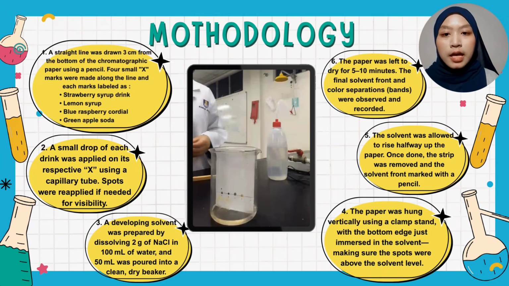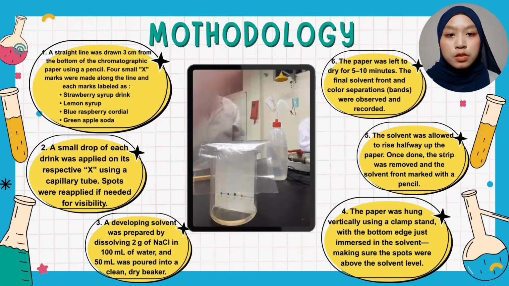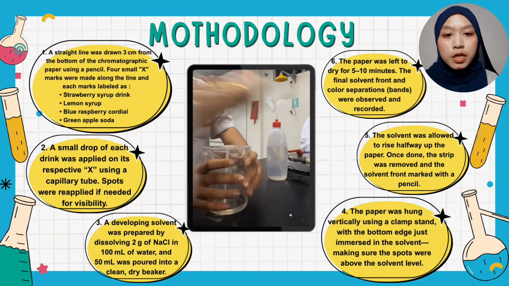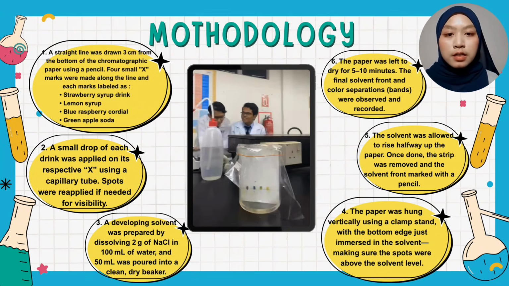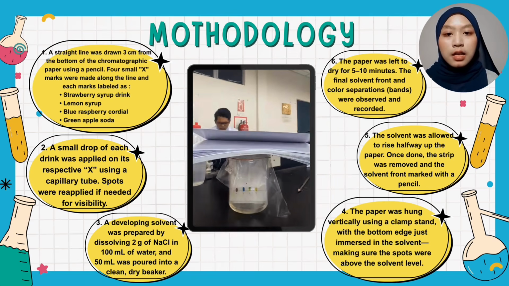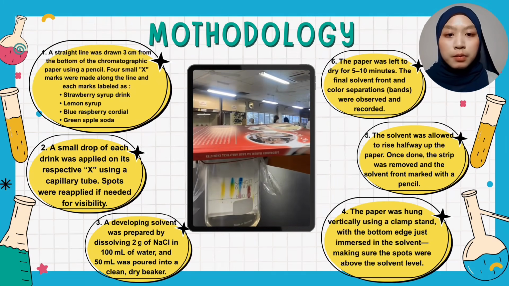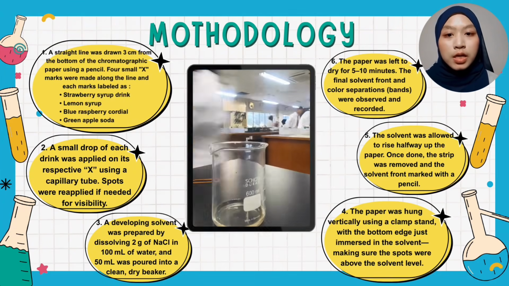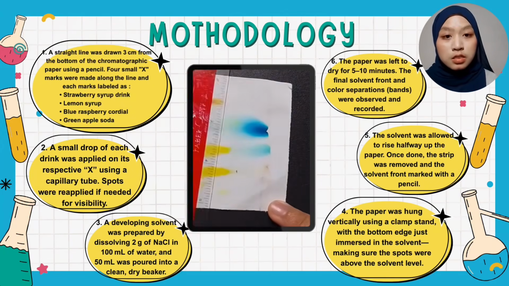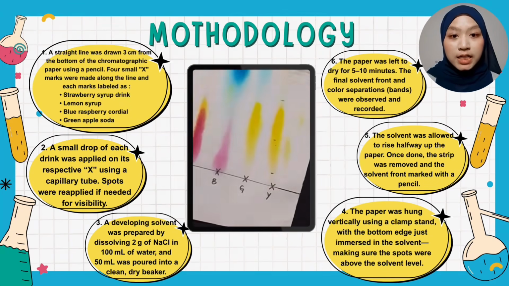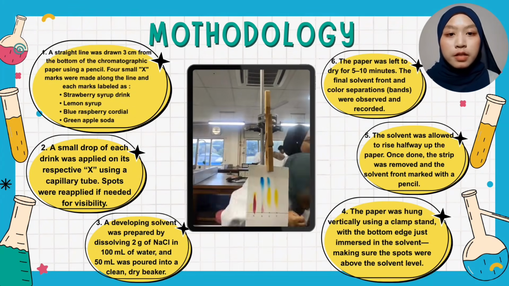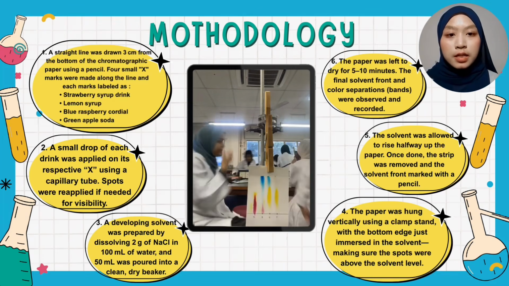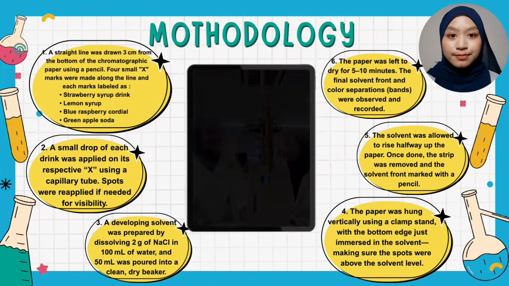The next step, hang the chromatography paper vertically using a clamp and stand. Dip the bottom of the paper into the solvent, but make sure the pencil line stays above the liquid level. After that, let the solvent rise halfway up the paper. Once it reaches the middle, remove the paper and quickly mark the highest point the solvent reaches, also called the solvent front. Last but not least, leave the paper to dry for 5 to 10 minutes. Once dry, observe the separated color bands formed by each drink.